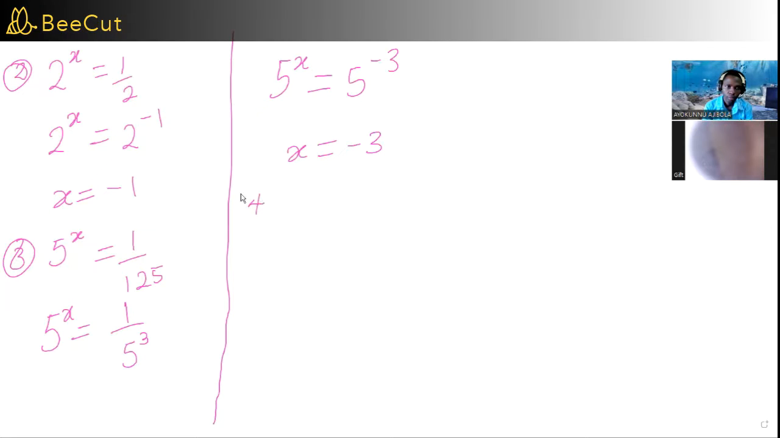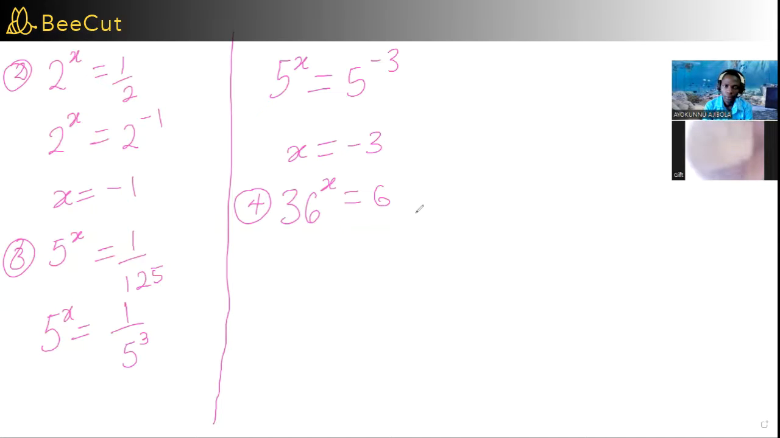Okay, let's look at the fourth question here. This is what I have: 36 raised to power x equal to 6. Yeah, this looks confusing. It says 36 raised to power something should give me 6.